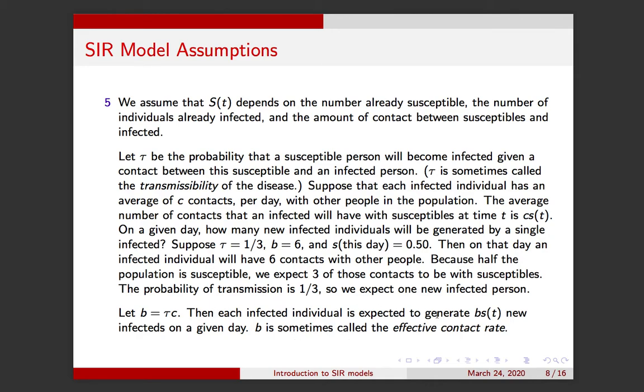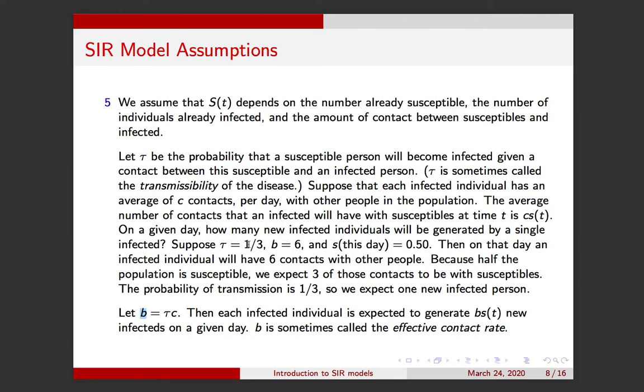each infected individual is expected to generate tau times C times S of t new infecteds on a given day. And B here I'm just defining as tau times C. B is what shows up in the literature, sometimes called the effective contact rate. Okay, so all that to say, on a given day, if I am sick, on average, how many new sick people will I generate on that day?